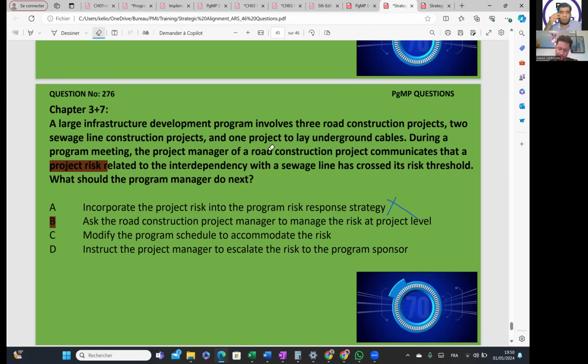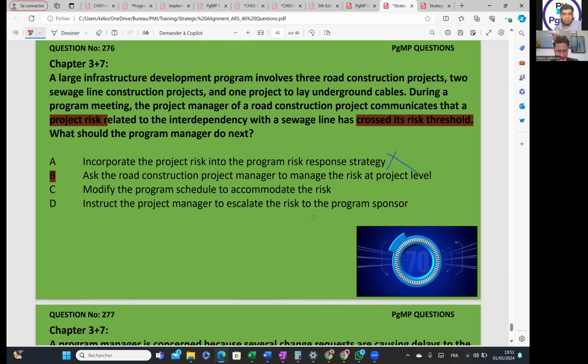So C is gone: modify the program schedule to mitigate the risk. Instead, the project manager should escalate the issue to the program and sponsor. So C and D are gone, and A would be the answer. The keyword here is cross its threshold. Please highlight this: cross its risk threshold. It means that now the risk will occur, it will have influence, and the project will affect your other project also. So for that, I have to go over the program. Clear?